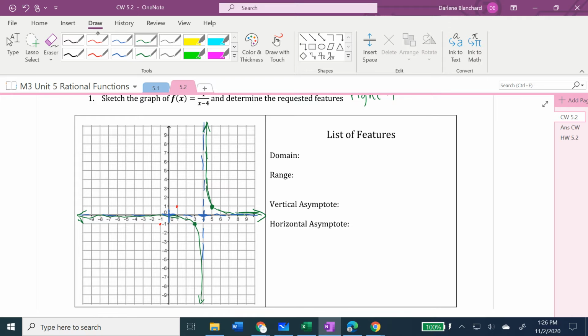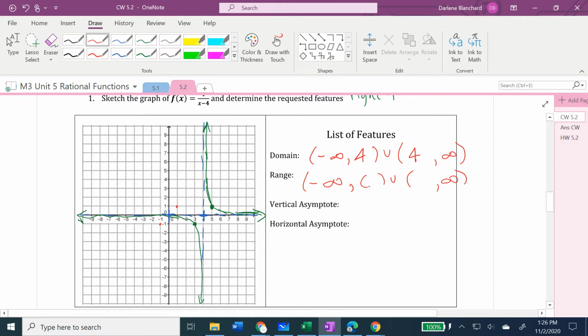The domain is now everything except for what number? What one number is not in the domain? Yes. For the range, what one number is not in the range? I see it was written down there, 0.